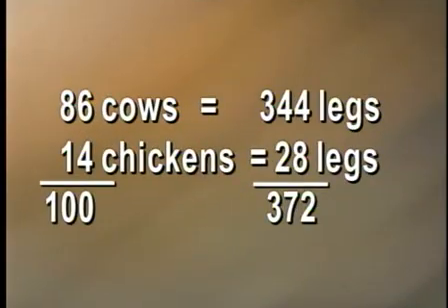And as you can see, 86 cows would give us 344 legs, that is cow legs, and the 14 chickens would give us 28 legs, a total of 100 animals and a total of 372 legs. Using the chart, we did not have to guess.